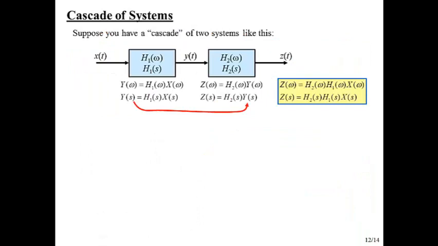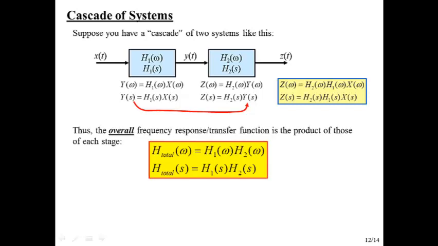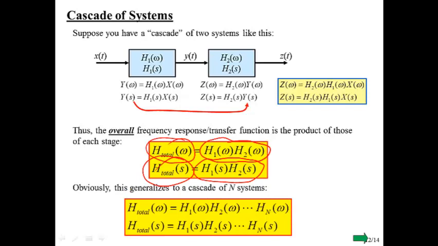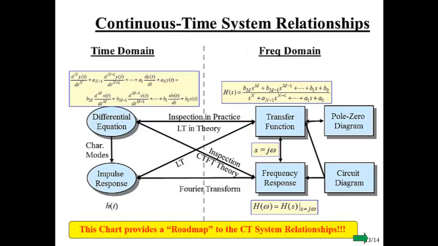This result is exactly the same as what we had for the discrete time case, as well as for CTFT and DTFT. If we have a cascade of systems, it's pretty easy to show, just like we did before, that we can replace that by an equivalent system that has just a product of the frequency responses, which gives us the total frequency response of the system, and a product of the transfer functions gives us the total transfer function of the system. So it's just like what we saw for discrete time. And this obviously generalizes to a cascade of n systems, just like before.